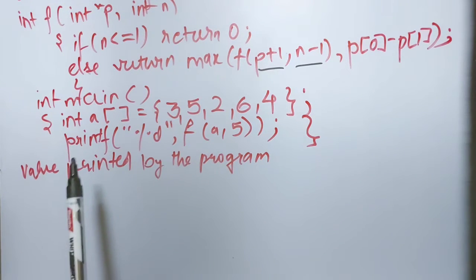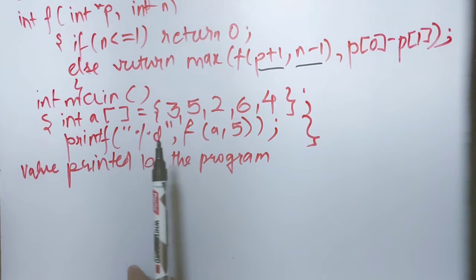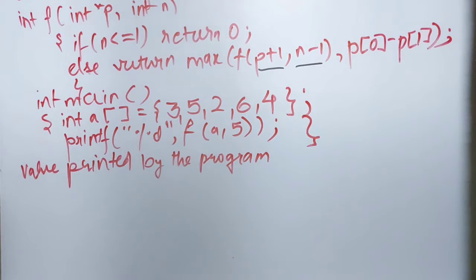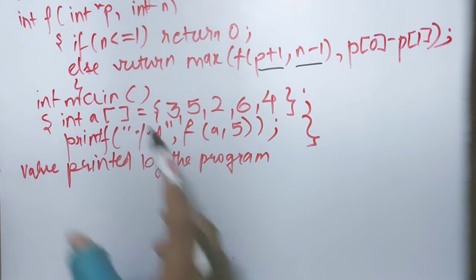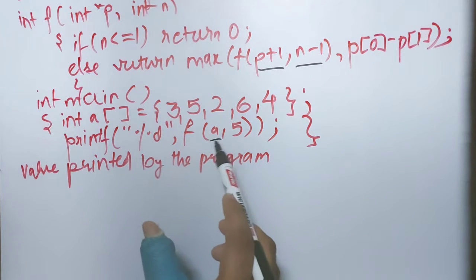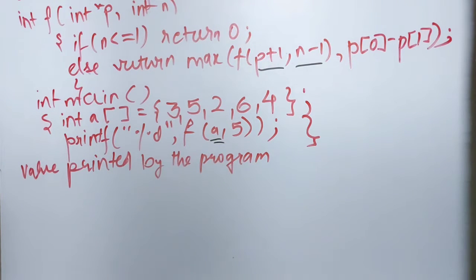In our main function they have given us an array of length 5: 3 5 2 6 4, and they are printing the value of f of a comma 5. So they are calling the function f with a. Here a means the address of the array, and 5 is the integer value, because in f we are accepting an integer pointer. So here we are passing the address of the array, or the address of the first element, and they are asking us what is the value printed by the program.